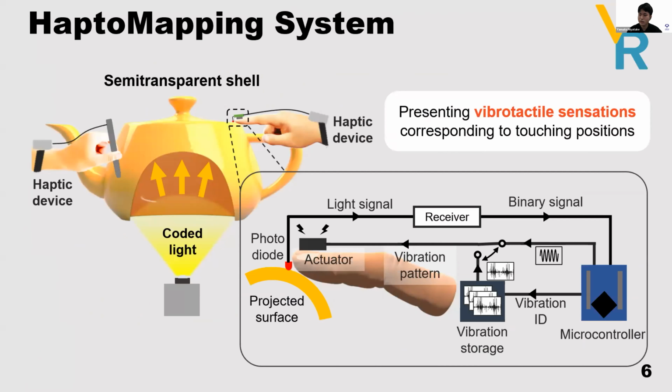This shows the configuration of the HaptoMapping system. When a user touches the projected surface, a photodiode receives the pixel's luminance and sends it to the microcontroller. Then we get the embedded control signal by decoding received light signals. The microcontroller sends vibration pattern through the vibration storage or directly from the microcontroller. Finally, the device presents vibration pattern to the user's finger corresponding to the user's touching position.